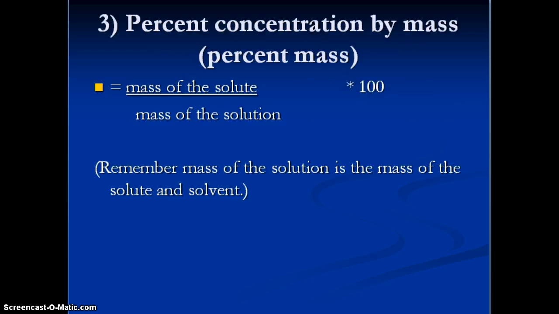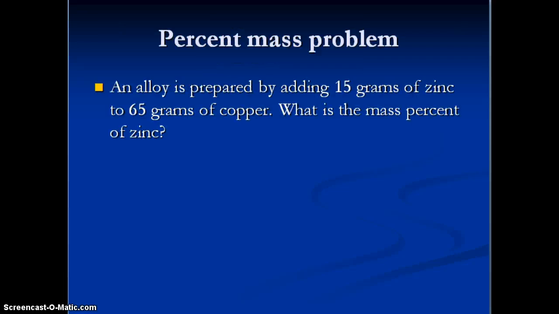We can also look at concentration in terms of mass. So the percent concentration by mass would be the mass of the solute divided by the mass of the solution times 100. And remember that mass of solution is the solute plus the solvent. So one example of this would be, so far with percent volume, we talked about liquids. You could also talk about that in terms of gases, fluids in general. But if you have a solid, percent mass might be a better unit to use.